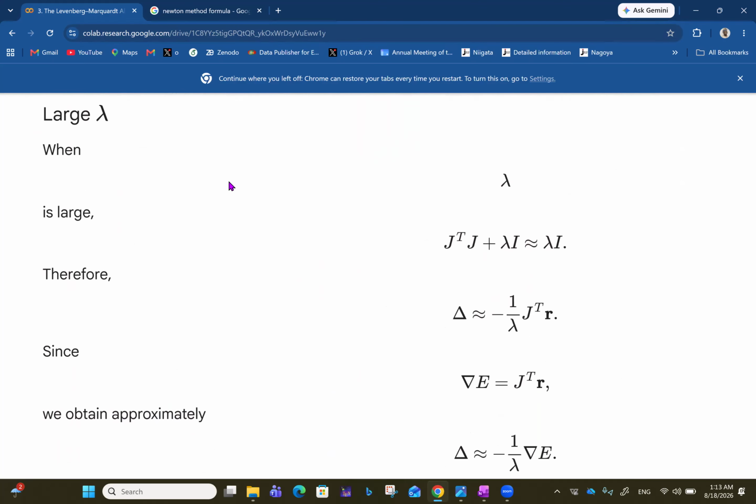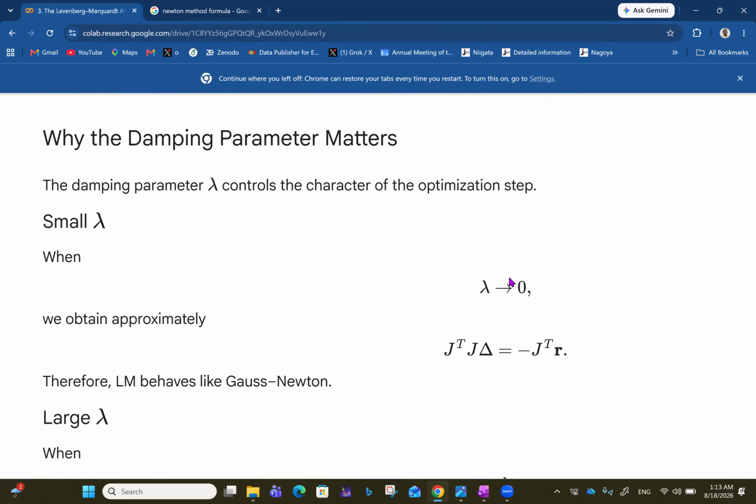On the other hand, when lambda is large, then J transpose J plus lambda I is approximately lambda I, because lambda is large and can dominate the J transpose J. So this whole expression is approximately lambda I itself. Therefore, we can have the grad to be approximately minus 1 over lambda J transpose R.